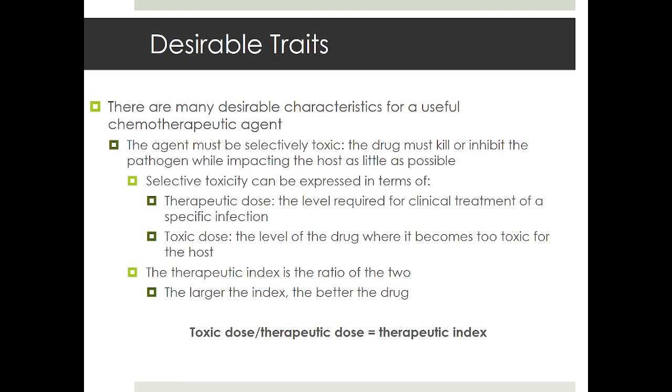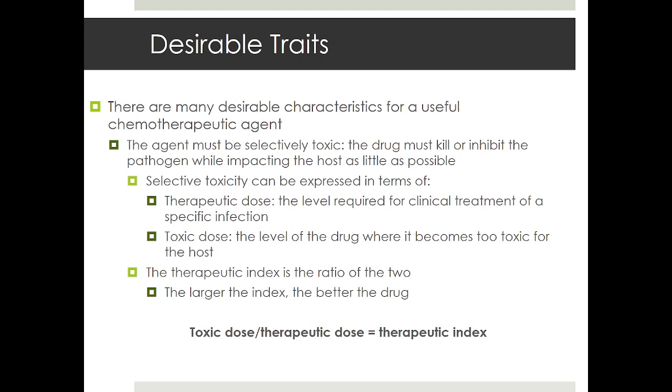One really important aspect is that selective toxicity. The drug has to kill or inhibit the pathogen while impacting the host as little as possible. The selective toxicity can be expressed in a couple of different ways. One of the things that we have to determine is what is an appropriate therapeutic dose. This is the level that's required for clinical treatment of a specific infection. If you exceed it, yeah, it can still get the job done, but maybe there are some adverse side effects that come along with that. If you administer too little, it might not get rid of the infection completely. So there is a delicate balance that needs to be found.